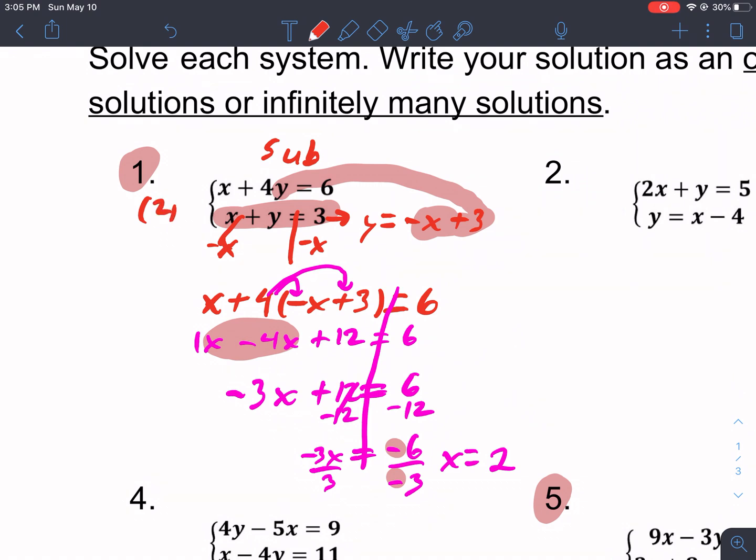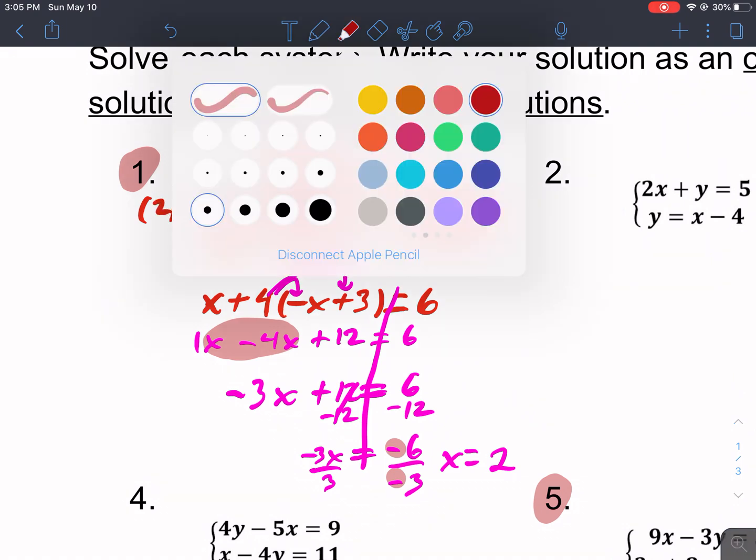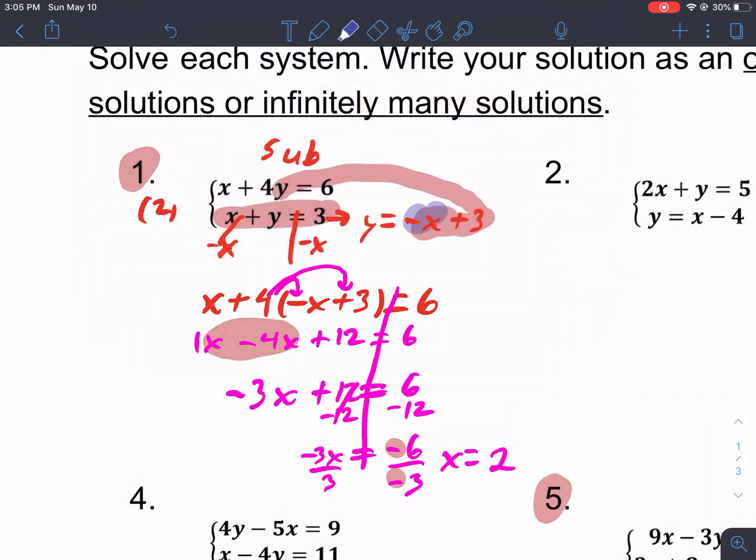Our second value: now we're going to plug it in. I'm going to plug it into this equation here, because it's easier actually. So y equals negative 2 plus 3. Negative 2 plus 3 is simple math, right? You owe me $2, you have $3, you pay me back, you're left with $1, so y equals 1. So my point is 2 comma 1. That's my final answer.